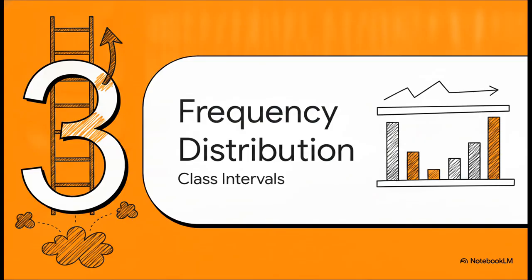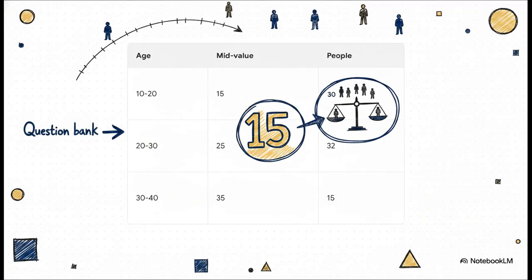Let's master class intervals. Reaching the 3rd rung of our ladder, our data isn't an exact number anymore. It's grouped into ranges. Here's what a continuous distribution looks like. Look at that first row. 30 people fall into the age interval of 10 to 20. Because we don't know their exact ages, we have to find a representative number.